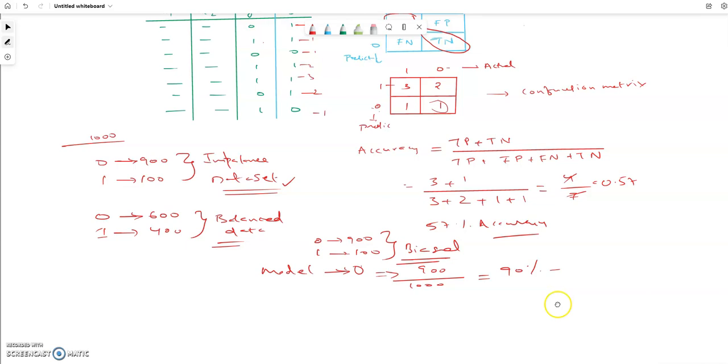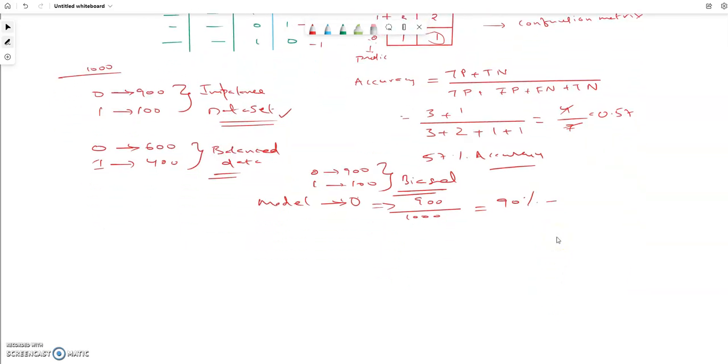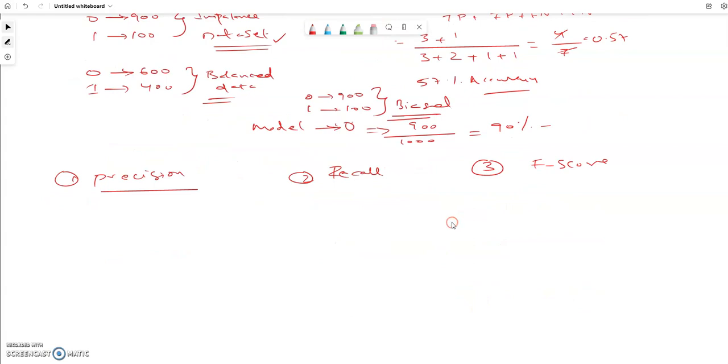So for this, there are three methods we have. The first thing we'll talk about is precision. The next thing we would like to talk about is recall, and the third one is F score. Very important. Now let us talk about the precision.